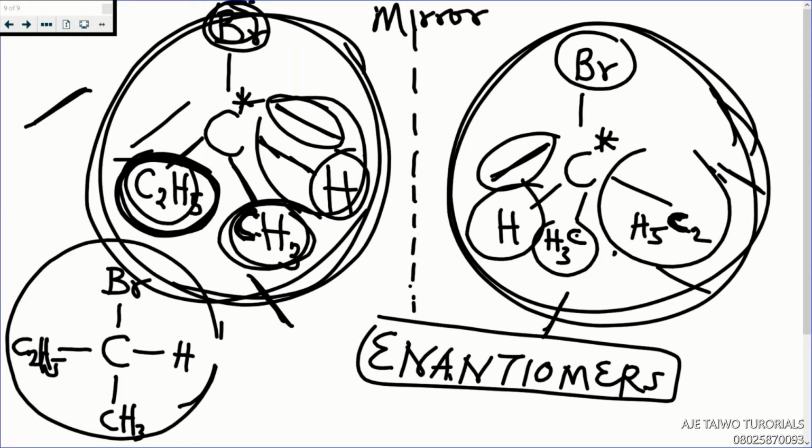Let's go. The following molecule has a superimposable mirror image and is an achiral molecule. It is an achiral molecule.